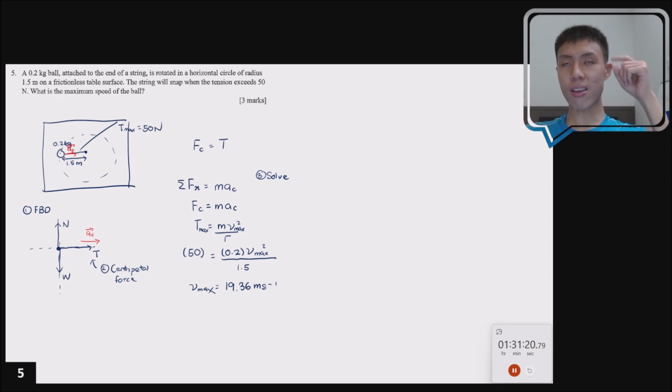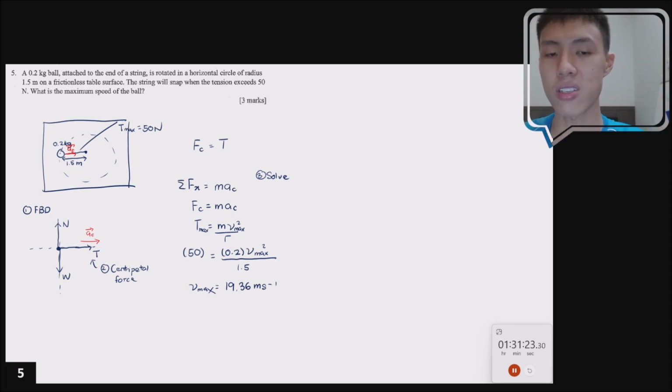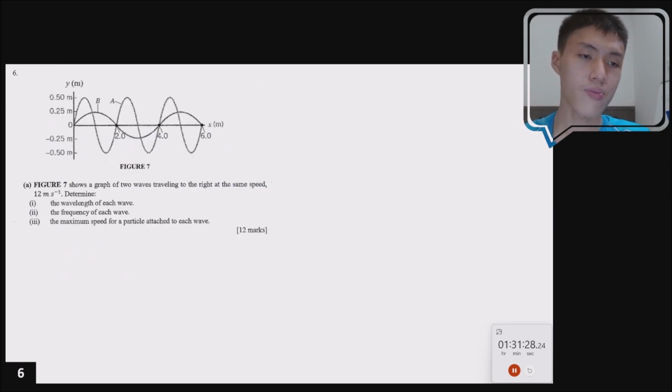Okay, it's just the net force that is pointing towards the center of the circular path. So that's it for question 5. Let's move on to question 6.